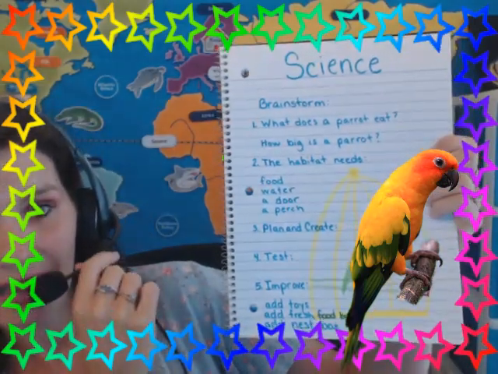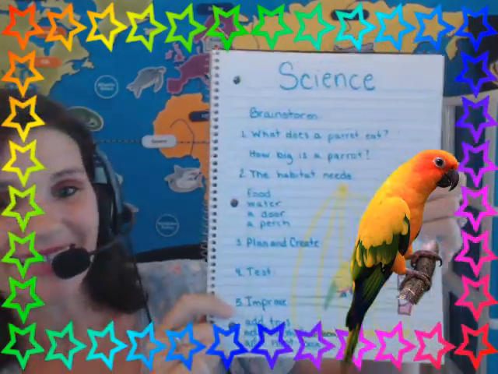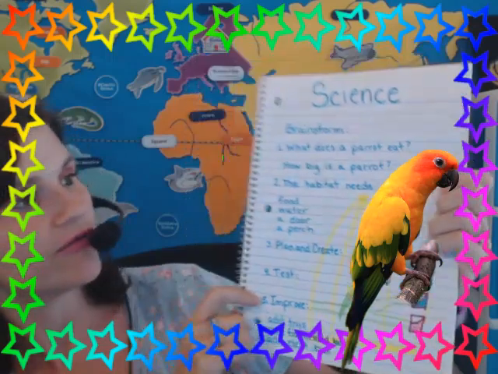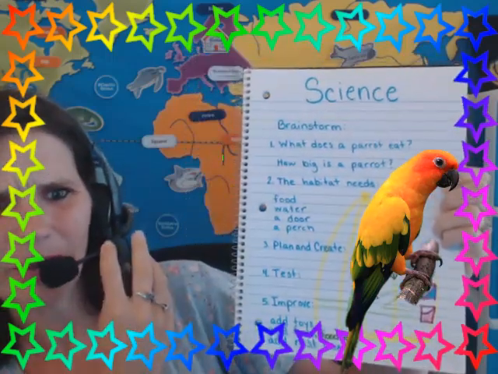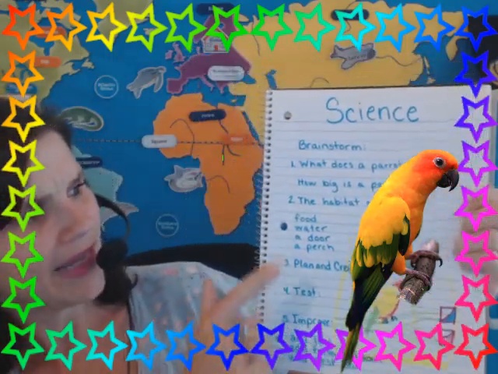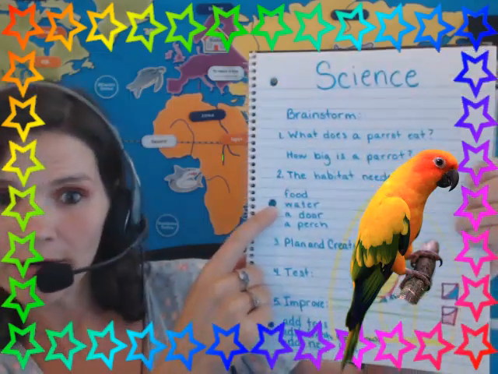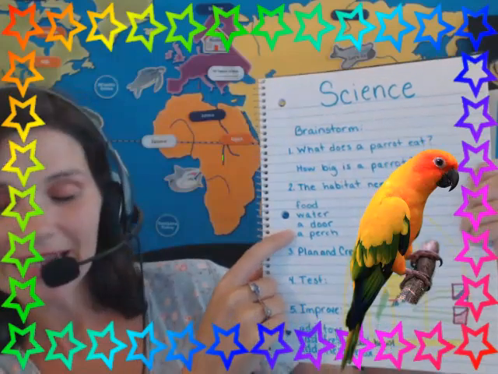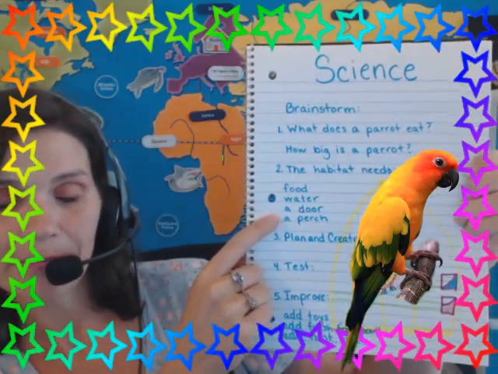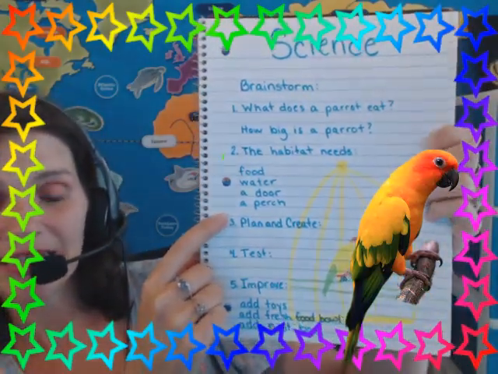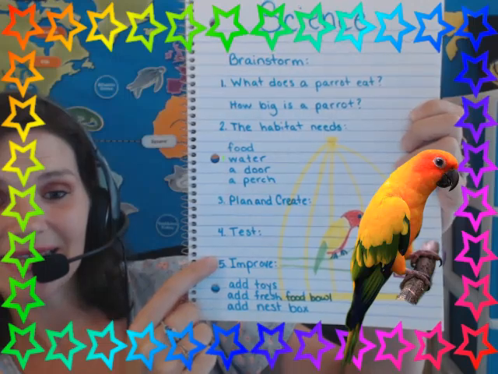I have my brainstorm step first, right? I have what does a parrot eat? That's the question I've asked myself. How big is a parrot? How big does my habitat need to be? Then I started thinking about what my habitat will need. It will need food, water, a door, right, to keep it safely inside, and a perch for my parrot to sit on. My other steps are going to be plan and create, test, and improve.